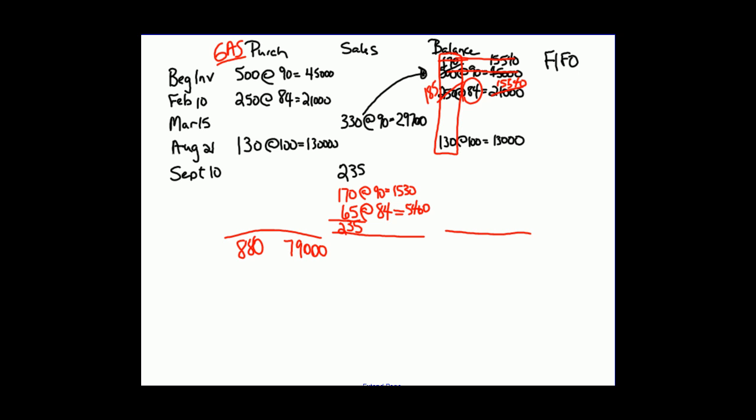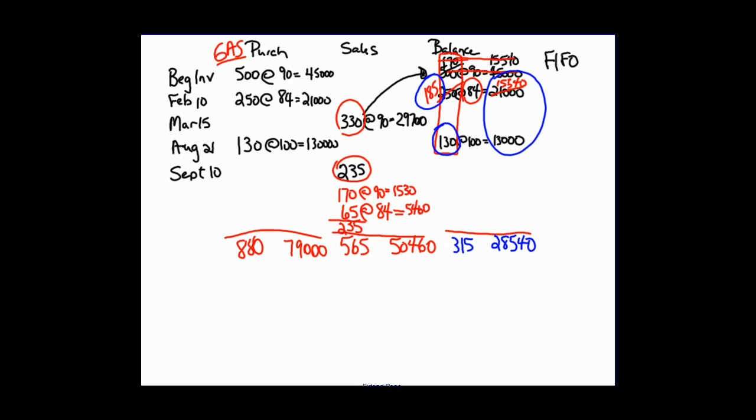In the sales column, we're going to add up all the units that we sold to our customers. So that would be the 235 and the 330, so 565 units. And they would have a cost of $50,460. In the last column, the ending inventory column, we have the 185 and the 130, so we have 315 units on hand, and the cost of those units, $28,540.